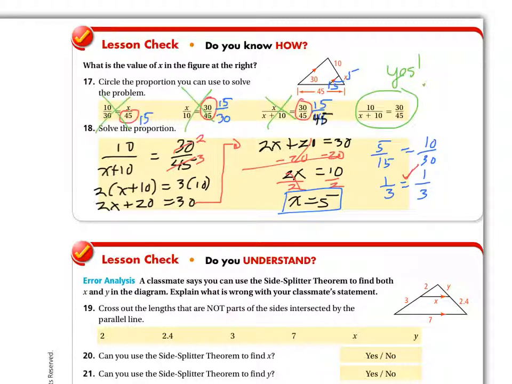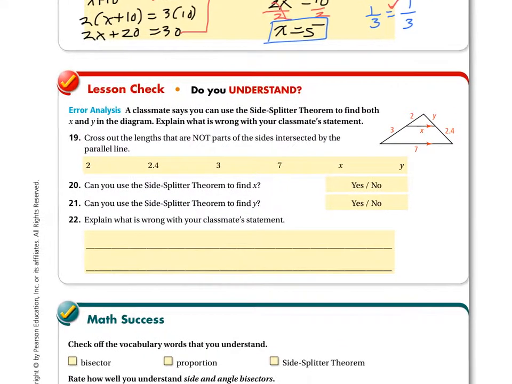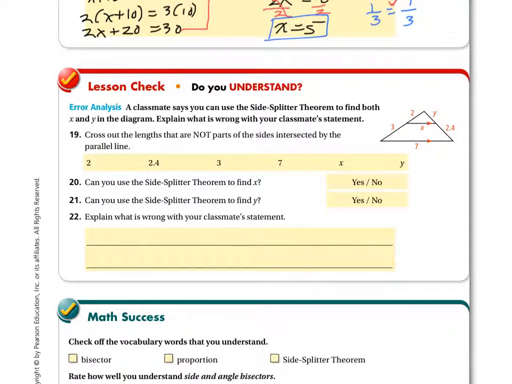Okay, so then last but not least, let's do the lesson check. It says a classmate says you use the side splitter theorem to find both x and y in the diagram. A side splitter just means that you've got these two parallel lines here, and they're splitting these two sides of the triangle up into proportional pieces. So explain what is wrong with your classmate's statement. You're going to go through questions 19, 20, 21, and 22. So do that on your own.